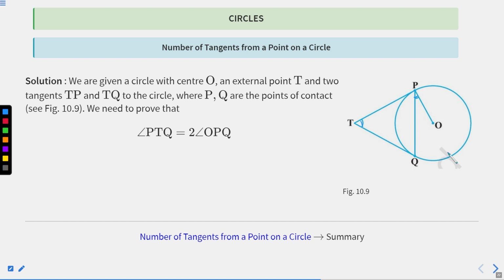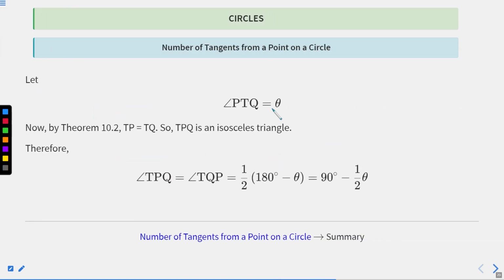So basically we have taken this circle with center O and external point T, and we have drawn two tangents to this circle, and the points of contact are P and Q respectively. We have to prove that angle PTQ is equal to 2 times angle OPQ. Let angle PTQ be theta. Now by theorem 10.2, TP is equal to TQ, since they are the lengths of tangents to the circle with center O. So TPQ is an isosceles triangle.